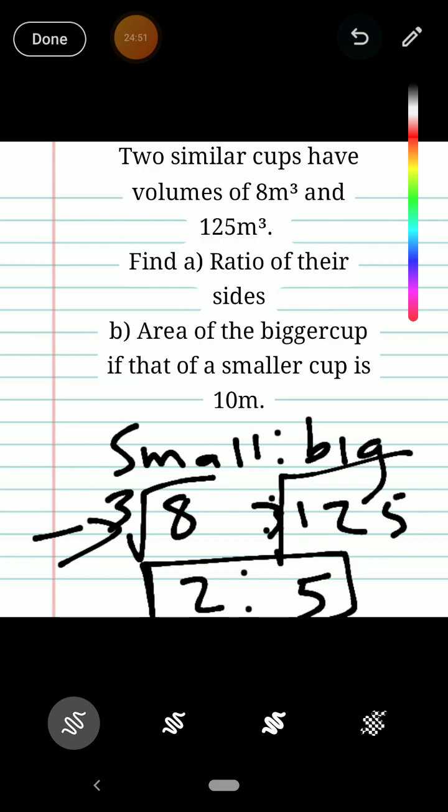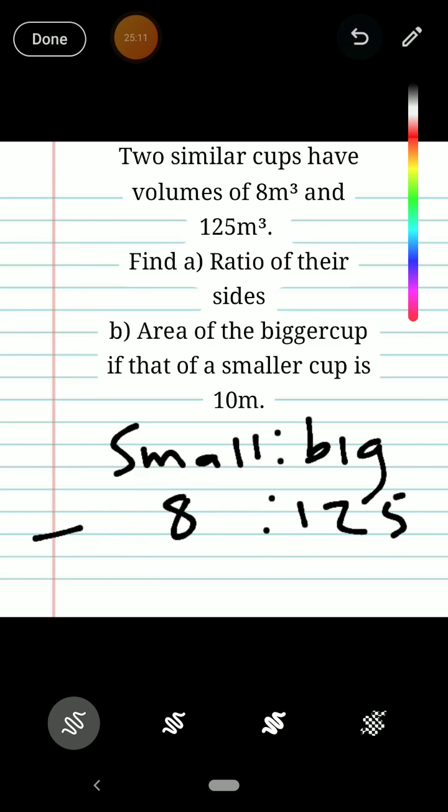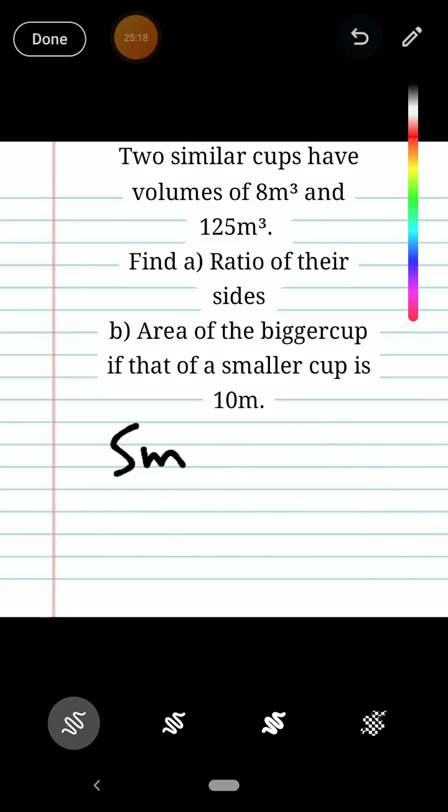Which says the area of the bigger cup if that of the smaller cup is 10 meters. Now we have a situation here. They want the area. We have the ratios of the volumes, we have the ratios of the sides, but we don't have the ratios of the areas. So we need to get ratios of the areas. Normally, this is the path. Let me just show you the path, the thinking, the map, of what goes on when you are dealing with these things.